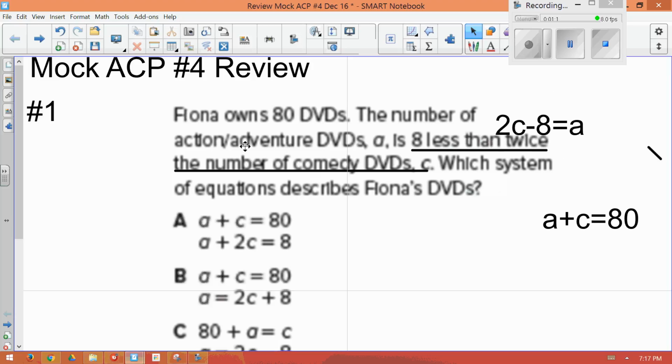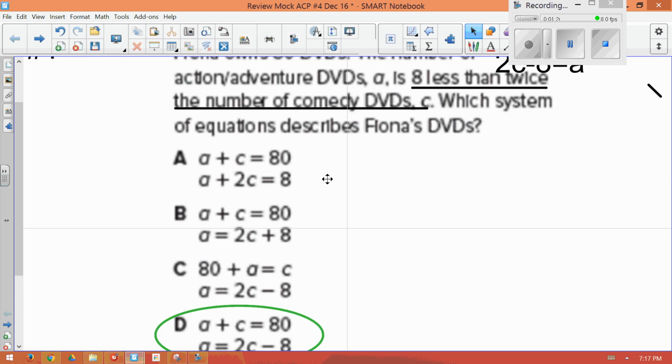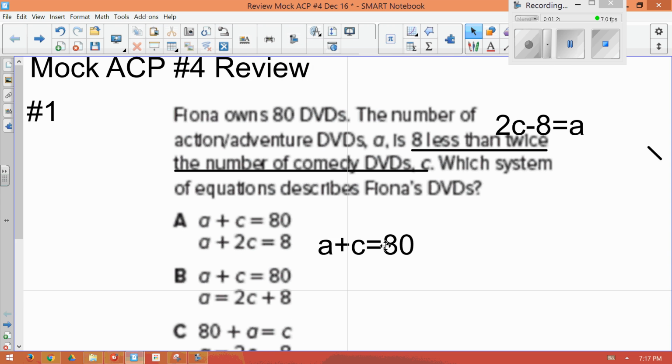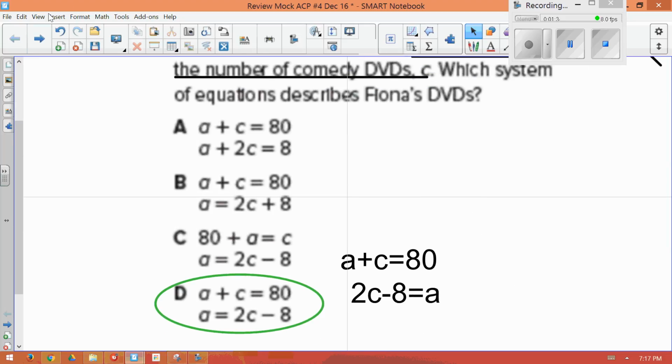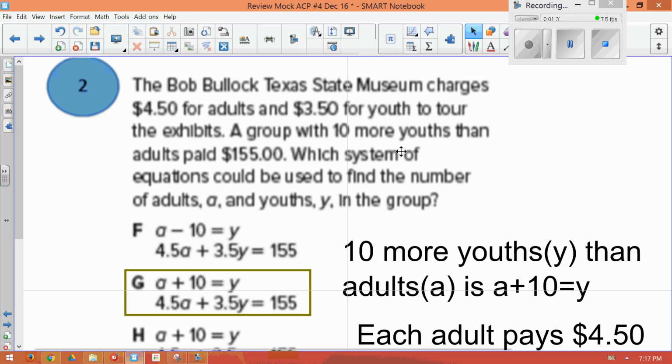The other equation is Fiona owns 80 DVDs. Some of them are action and some are comedy, so altogether, action plus comedy should be 80 DVDs. So where do you see this? This is choice D. If you're following along, choice D is where you have both equations represented. Let's move on to number 2.